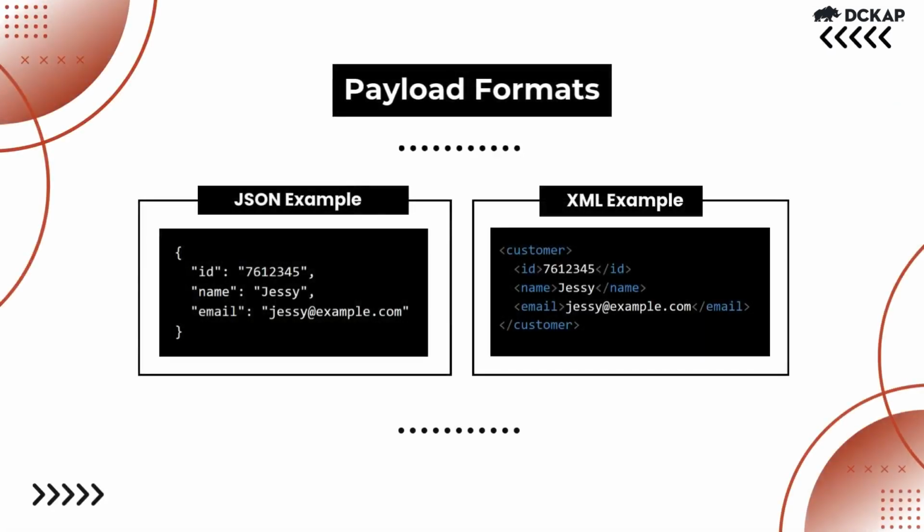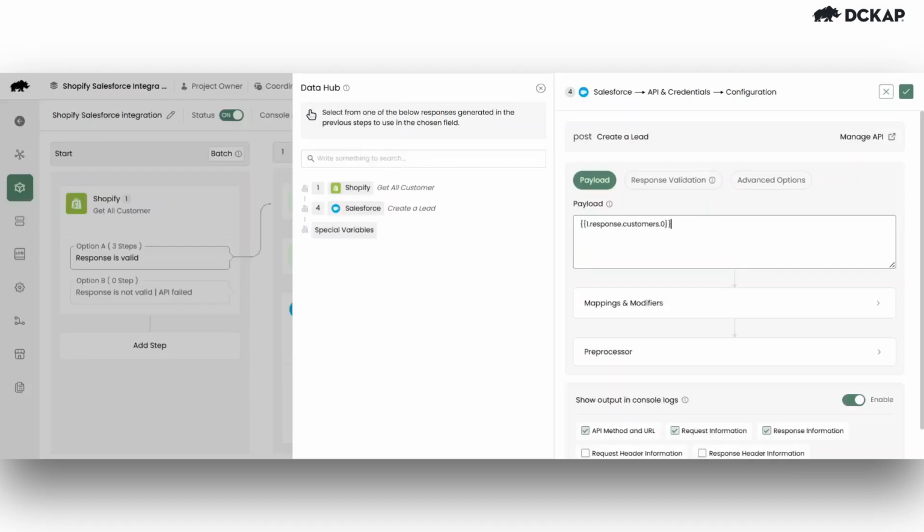Payloads are typically written in JSON format, a widely used structure for API data exchange. For example, here's what a JSON payload might look like. XML is another common format, but JSON is often the default choice due to its simplicity.